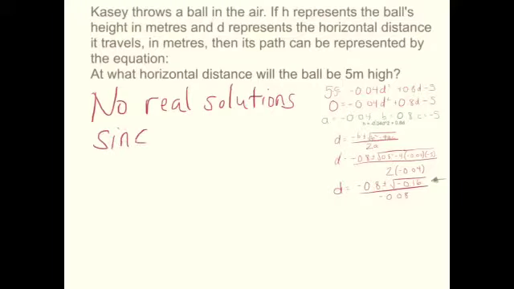And the reason we have no real solutions is because we're trying to take the square root of a negative number. And the thing that makes that happen is, see up here, this thing under the square root sign turned out to be negative. So that means there's no solutions, since b squared minus 4ac is negative.